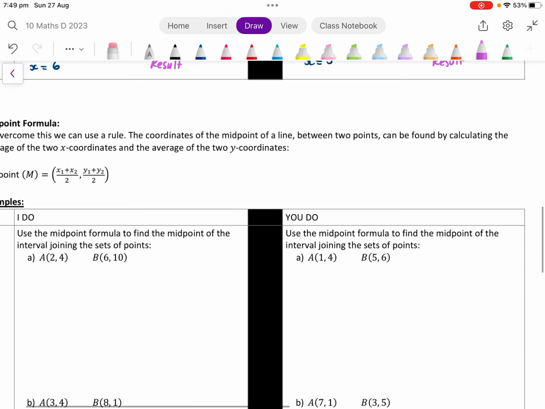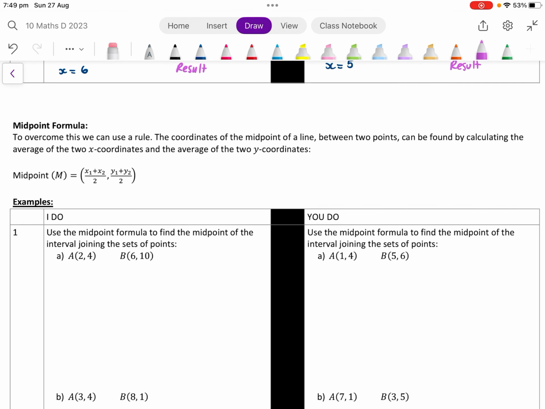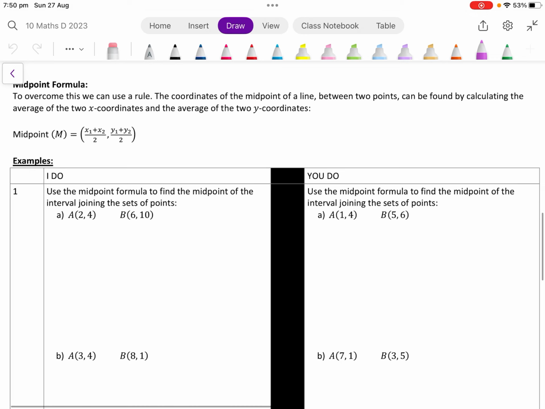So that is finding the midpoint of some x coordinates. So we actually have the midpoint formula that helps us with this rule. The coordinates of the midpoint of a line between 2 points can be found by calculating the average of the 2 x coordinates and the average of the 2 y coordinates. So what we were doing in those previous questions was just finding the middle of 2 x coordinates. Now we're putting it all together with the middle of 2 y coordinates as well.